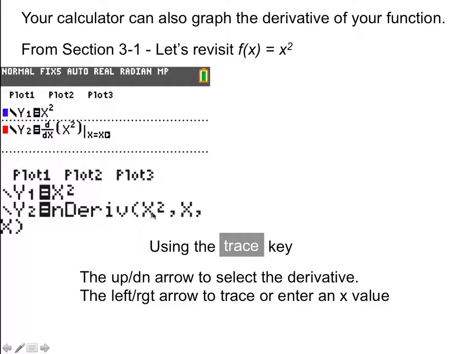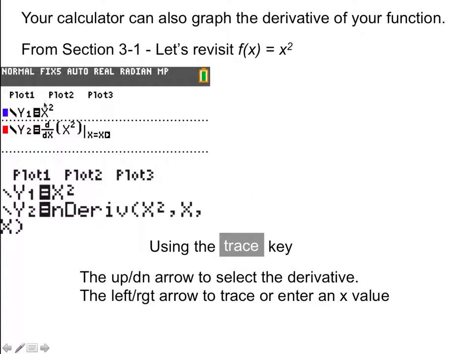So notice the syntax for the older calculators is x squared comma x comma x. That last entry, which we used to put a number in, tells the calculator to do the derivative for every value of x in the domain. So if your grapher is going from an x value of -10 to an x value of +10, it's going to put in every value between -10 and +10, and find a numeric derivative. And then it's going to plot each one of those points. So that's how we can plot the derivative point for point.